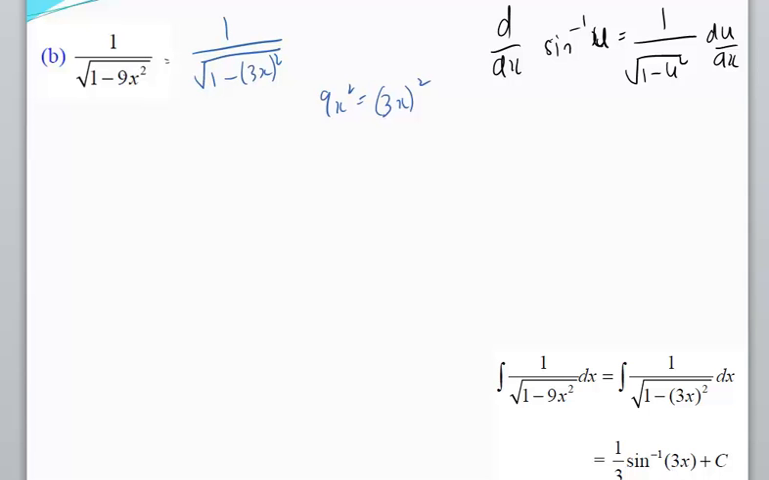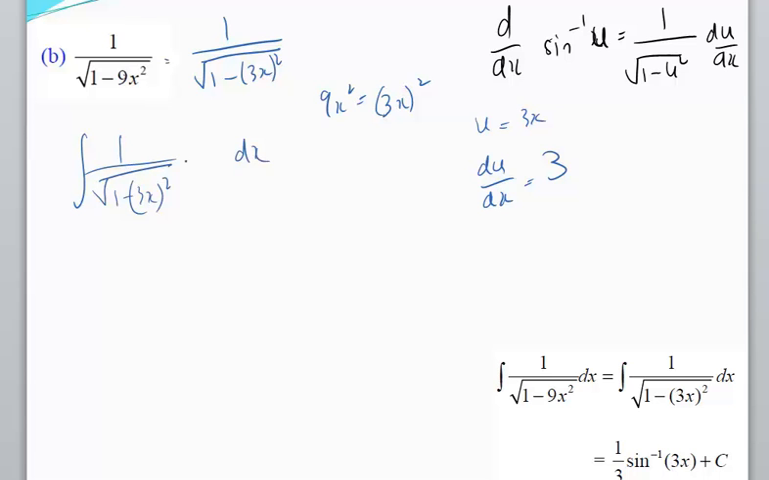Now we need to differentiate our u. So we know our u is equal to 3x, so du on dx is therefore equal to 3. Now we'll draw our integral here. We've got 1 on root 1 minus (3x) all squared dx. So we want to take this differentiated 3x into account. We're multiplying by 3, and out the front we can divide by 3, or times by a third.